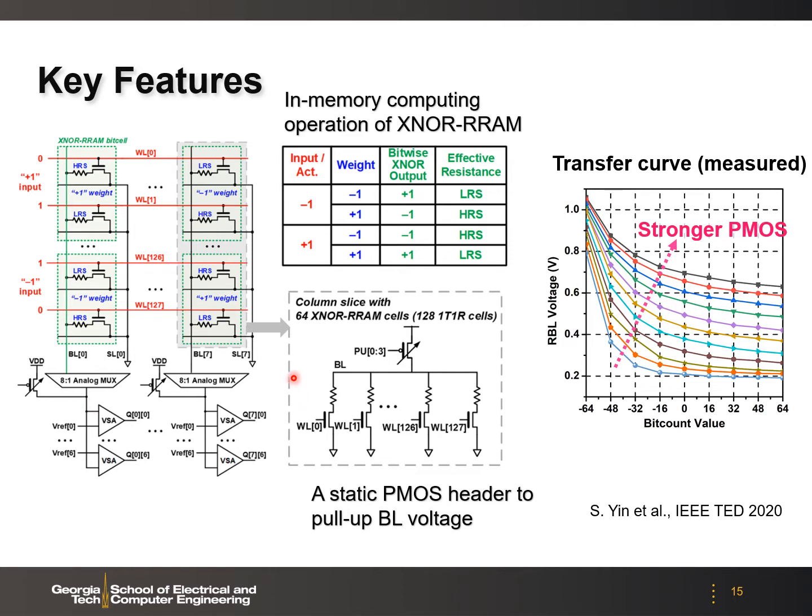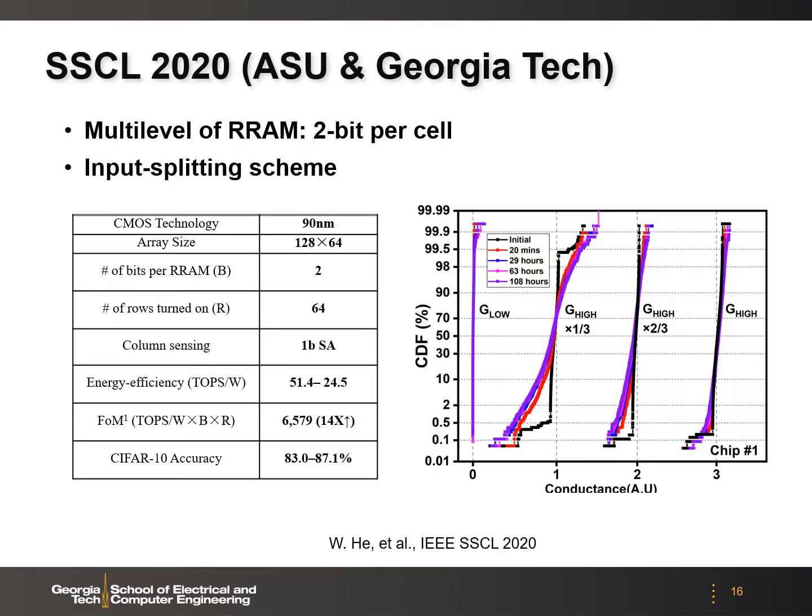And the equivalent circuit of the array is shown in this box, where we have a pull-down network modulated by the input voltage and the RRAM resistance, and then we have a PMOS pull-up. So by configuring the strength of the PMOS pull-up, we can have this kind of transfer voltage curve between the bit line voltage here versus the bit count value of the input and weight product. As we mentioned earlier, RRAM can store multiple levels per cell.